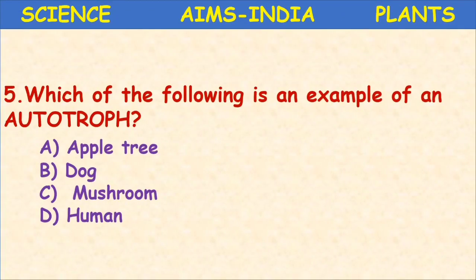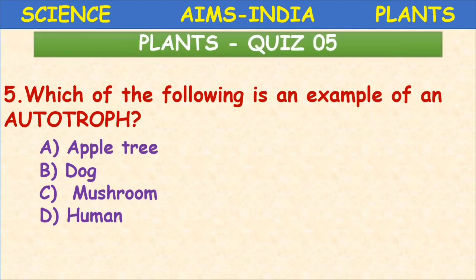H2O is water. Which of the following is an example of an autotroph? Autotroph, that is a producer. Which is the example, children? Anybody can guess it? A option is apple tree, B is dog, C is mushroom, D is human. So already I gave you the answer here. A is apple tree.